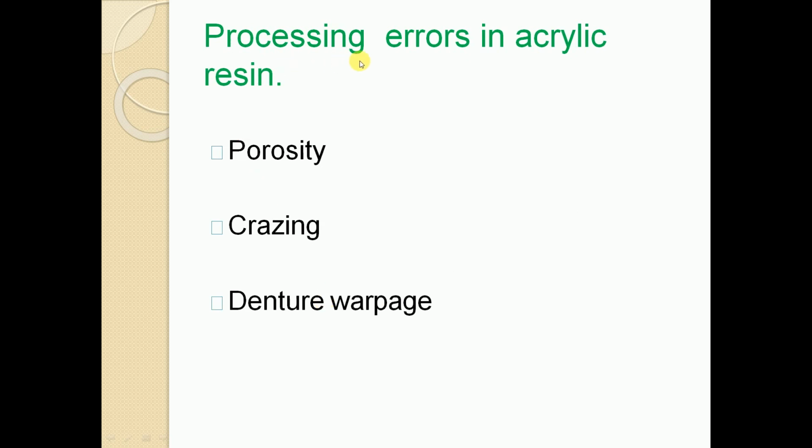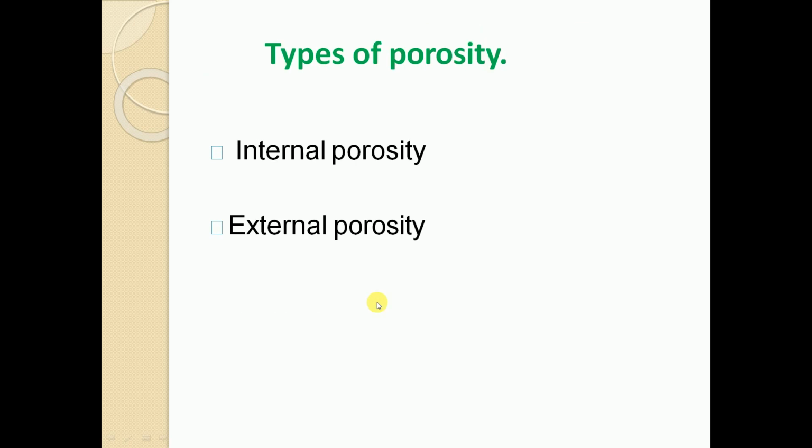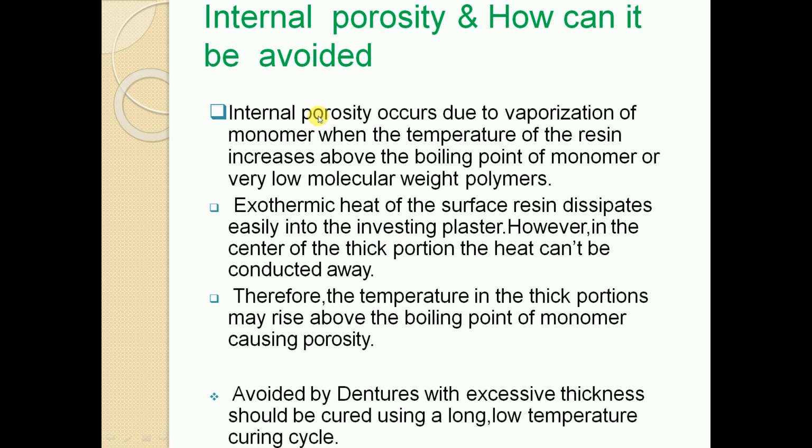Now, processing errors in the acrylic resin: porosity, crazing, and denture warpage, or you can say denture distortion. Types of porosity: there is internal porosity and external porosity. Internal porosity and how it can be avoided. Internal porosity occurs due to vaporization of the monomer when the temperature of the resin increases above the boiling point of the monomer or of very low molecular weight polymers.